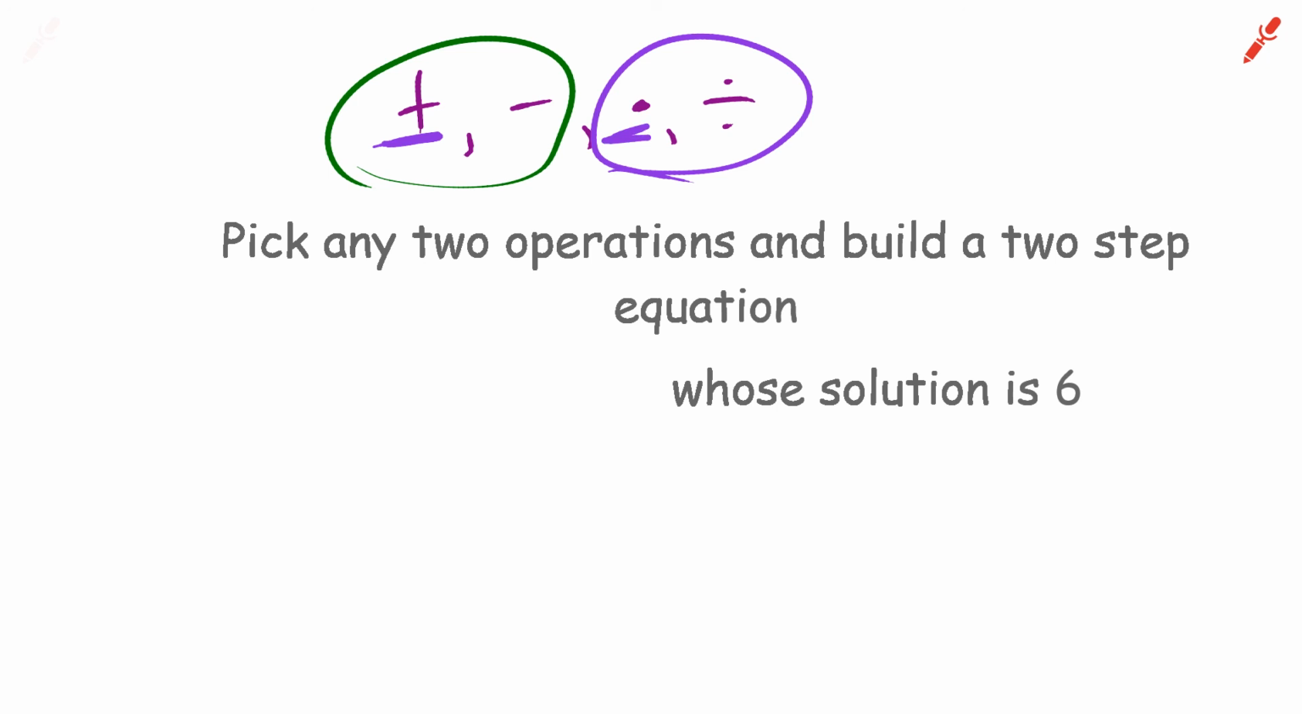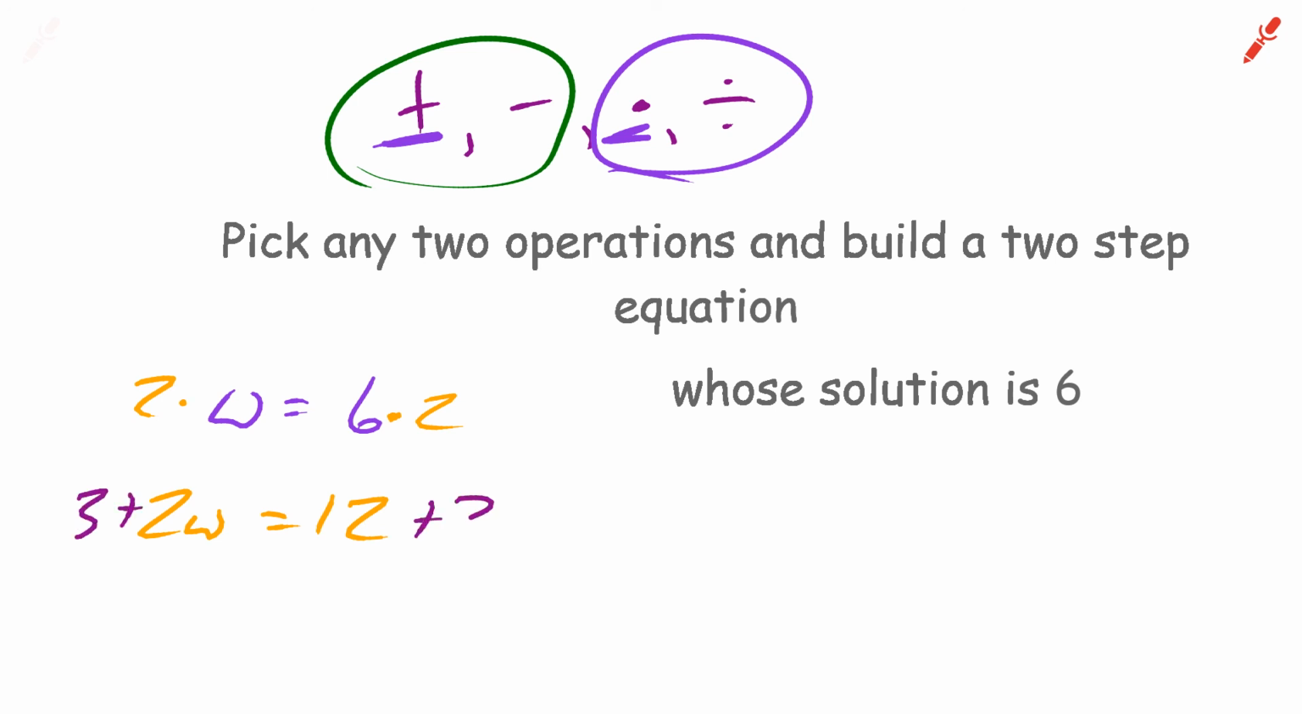So I'm going to start off with W equals 6 again. I'm going to start by multiplying both sides times 2. So I get 2W equals 12. Then I'm going to go back to my addition. I'm going to add 3 to both sides. And I get 2W plus 3 equals 12 plus 3, which is 15.